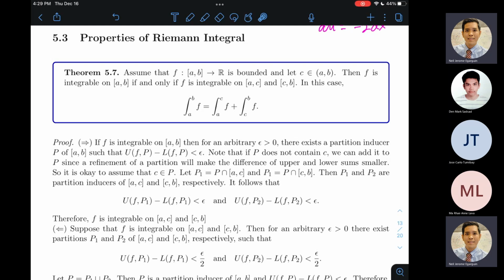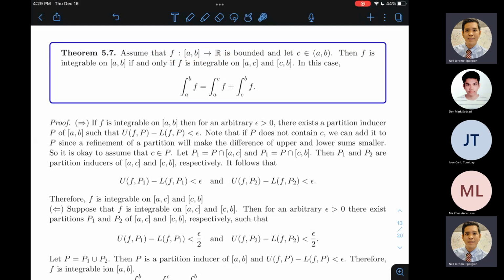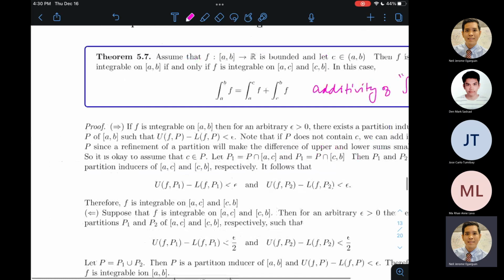Okay? So let's see what Theorem 5.7 says. So we assume that f is a bounded function from the closed interval AB into the set of real numbers. And we let C be a number strictly between A and B. So interior point ni open interval AB si C. Then f is integrable on the closed interval AB if and only if f is integrable on the closed interval AC and the closed interval CB. So you can think of Theorem 5.7 as the additivity of the integral operator. So ibig sabihin, pag meron kang interval AB, dito na lang.